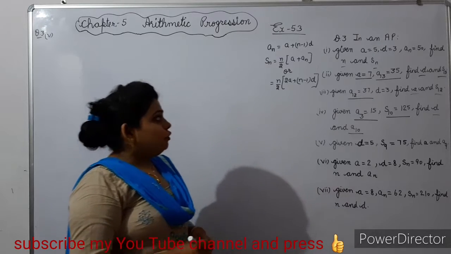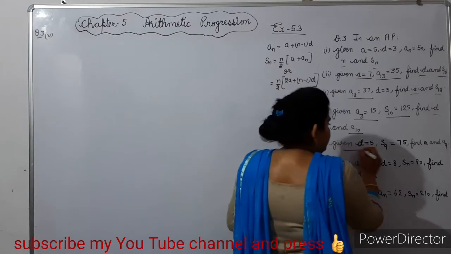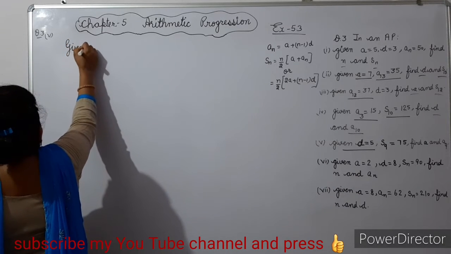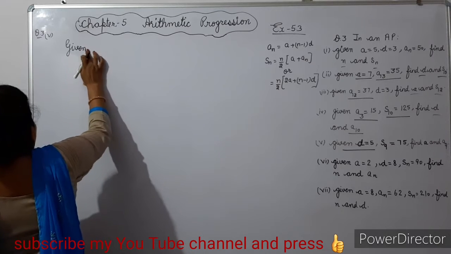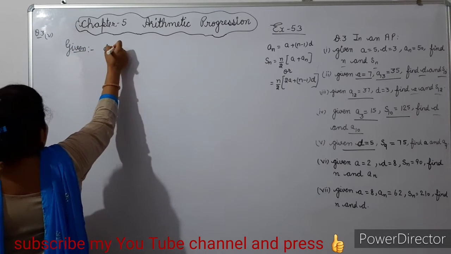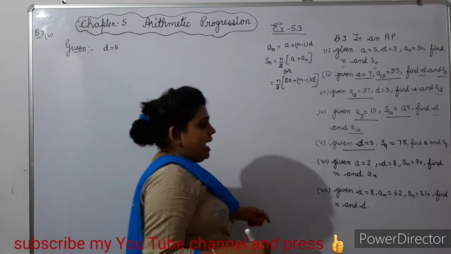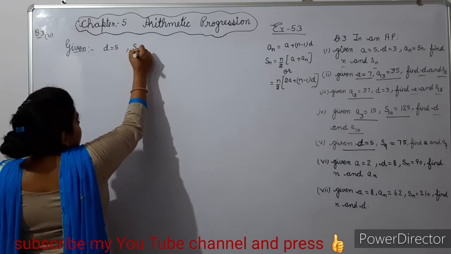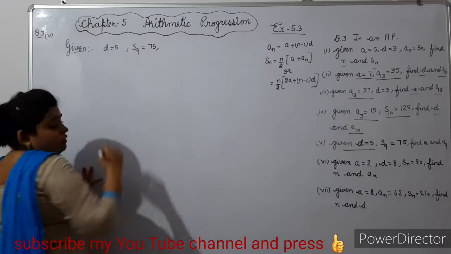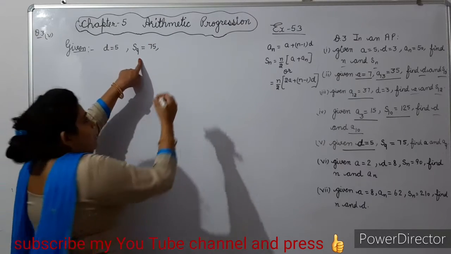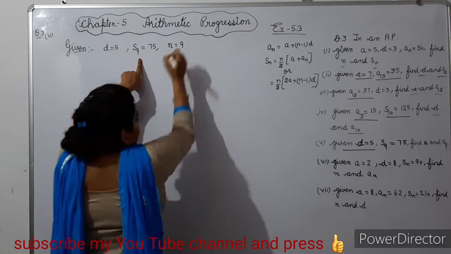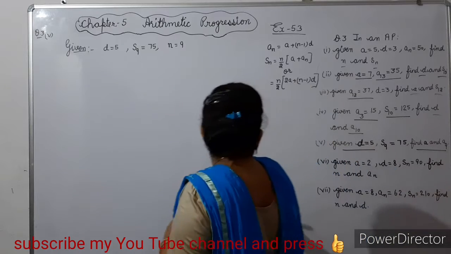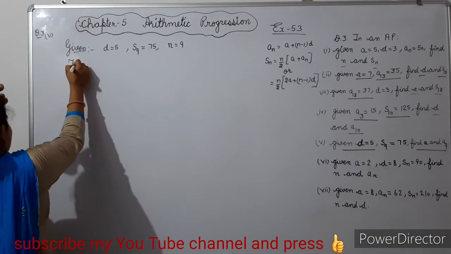Now the fifth part of question number 3. First of all we will write what is given. d is equal to 5. d means common difference. S9 is equal to 75, which means the sum of 9 terms is equal to 75. From here we get the value of n. n is equal to 9. Now come to what we have to find. We have to find the value of a.